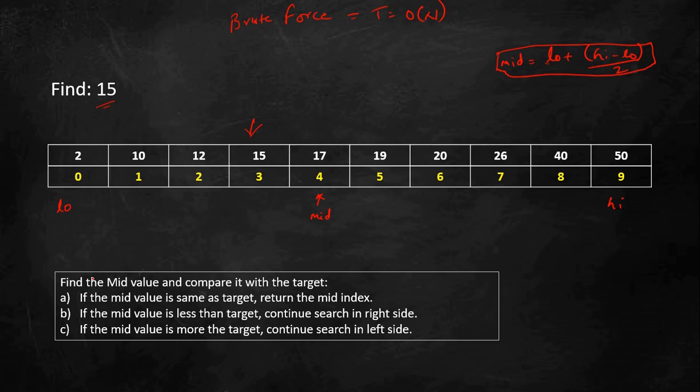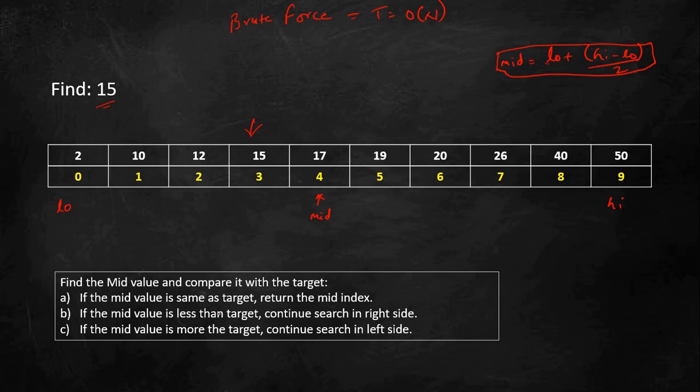Now let us see, once we get the mid value, what can we check. As part of the binary search algorithm, if the mid value is same as target, my target was 15. So first I will check whether the mid value, my mid is 4, so the value of the fourth index is 17, whether 17 is same as 15, no. So here it says if it is same, then return that index. Obviously we will return that index if it is same, but in this case it is not same. So what should we do when it is not same?